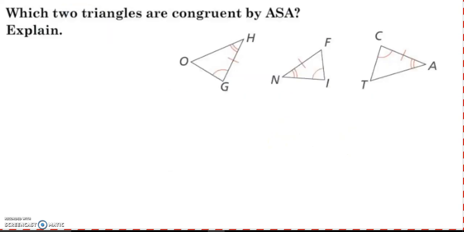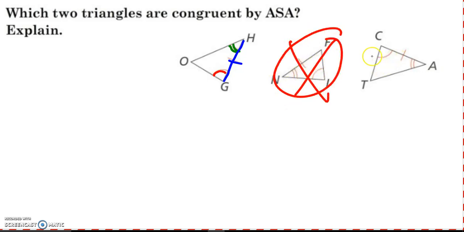So which triangles are congruent by angle, side, angle? So here I have a triangle. It's got two congruent angles. And the question is, do those angles sandwich the side? They do. So which other triangle does that? Well, this one does not. But this one has an angle, another angle, and it includes a side. So those two triangles are congruent by angle, side, angle.